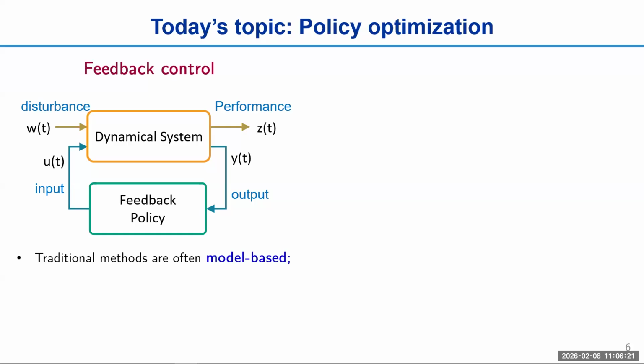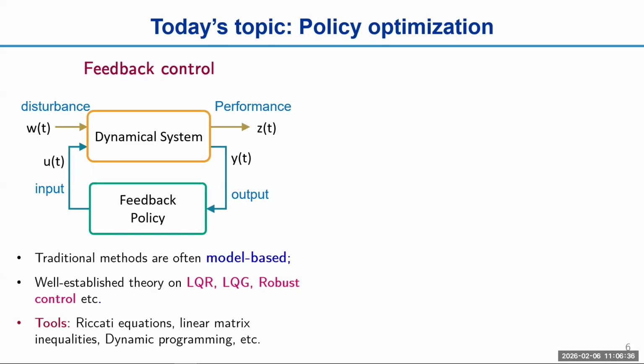If you look at the textbook, traditional methods are often model-based. For example, in the drone flying case, we need to know the model. And then we have very good theory for model-based control, such as LQR, linear quadratic regulator, LQG, linear quadratic Gaussian control, and robust control. There are many tools for you to use if you have a model, for example, the Riccati equation, linear matrix inequalities, or dynamic programming.